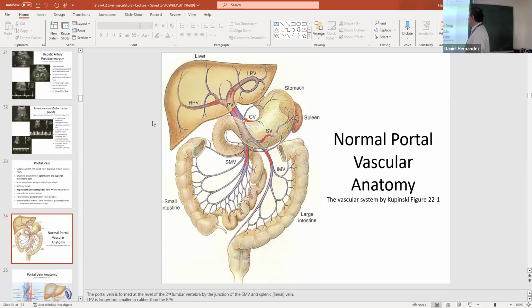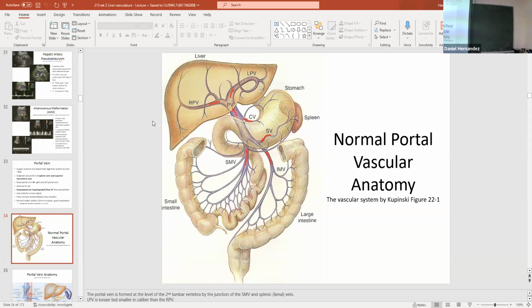So here's the portal vascular anatomy. You have to think of the portal venous system as its own system. We have the arterial system, the regular systemic venous system, and then we have this portal venous system. Here we can see the main portal vein, formed by the coming together of the splenic vein and the superior mesenteric vein. We have the inferior mesenteric vein, which drains into the splenic vein, so it's a tributary of the splenic vein.